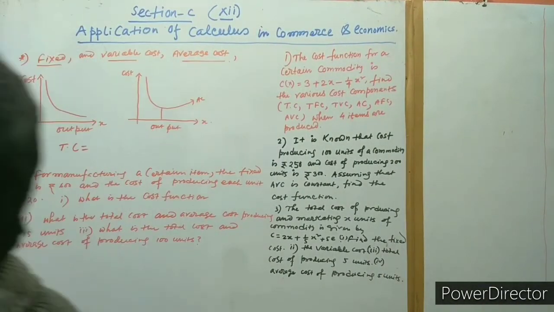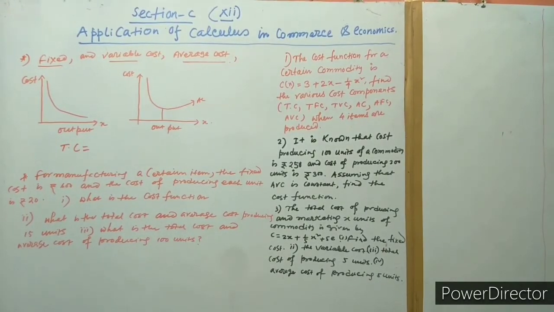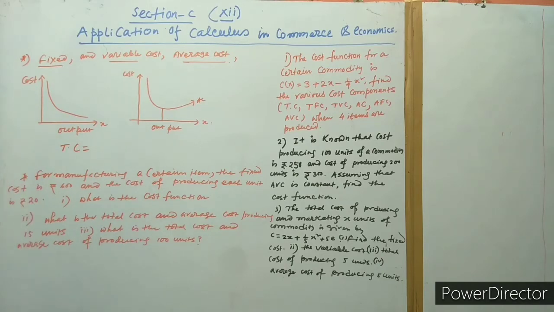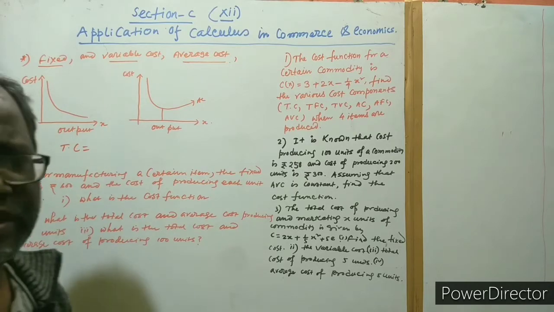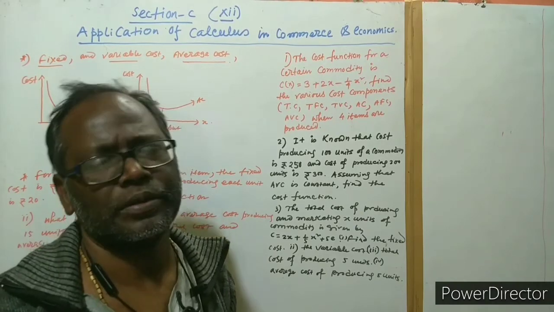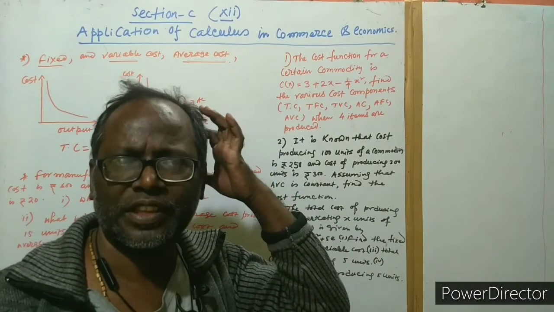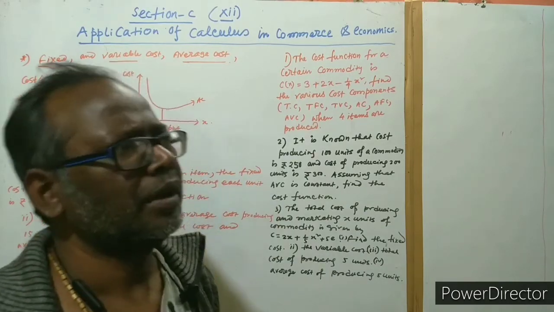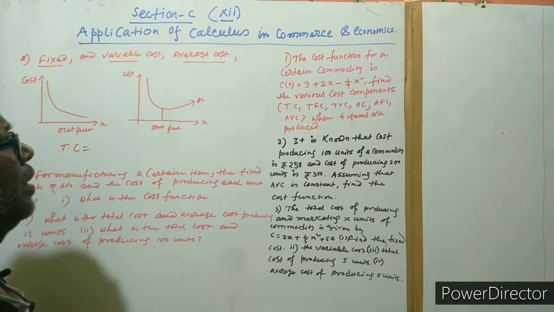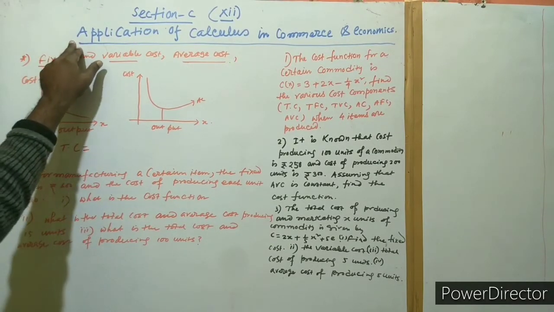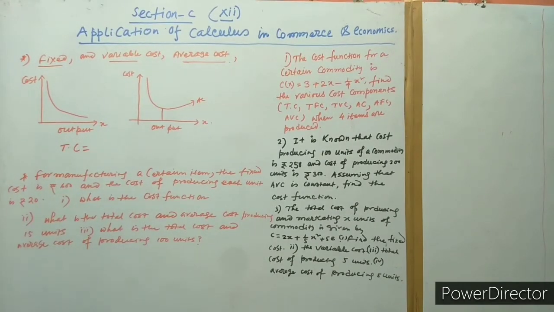This is the discussion for class 12 students who want to appear for the ISC exam, and this is Section C. In class 12, there are three sections: Section A, Section B, and Section C. Section A is compulsory, and either B or C can be added. In Section C, there is one part, the application of calculus in commerce and economics.